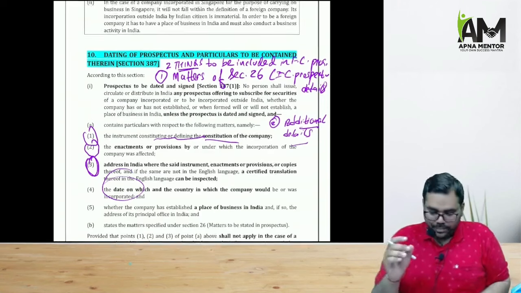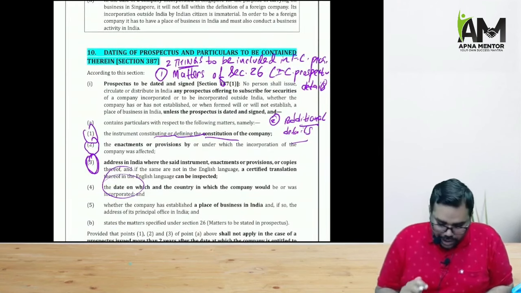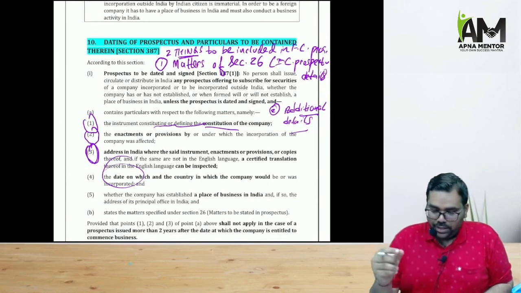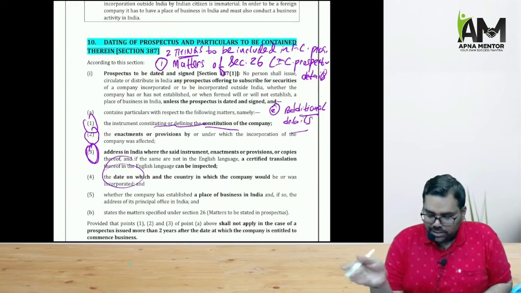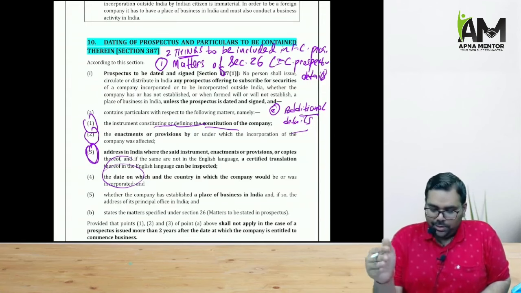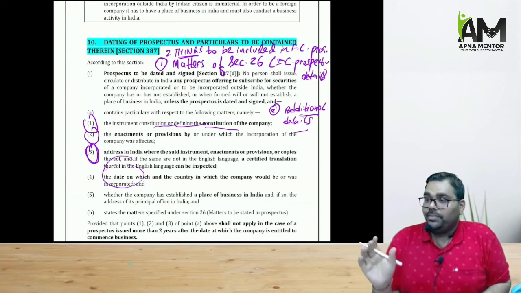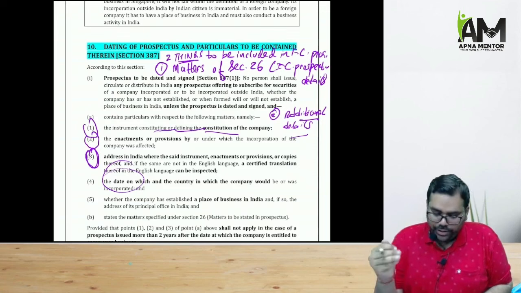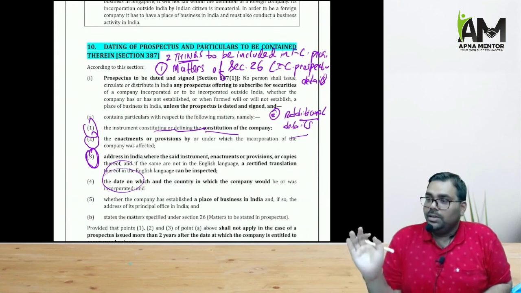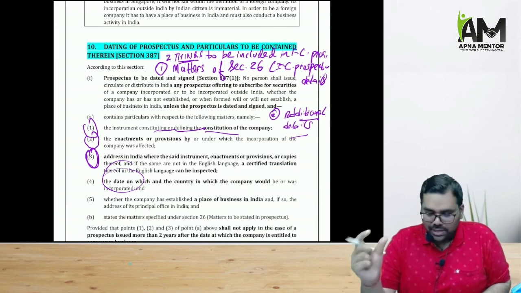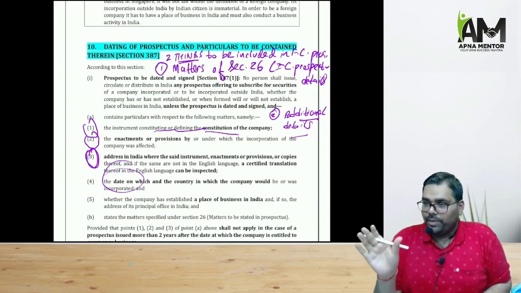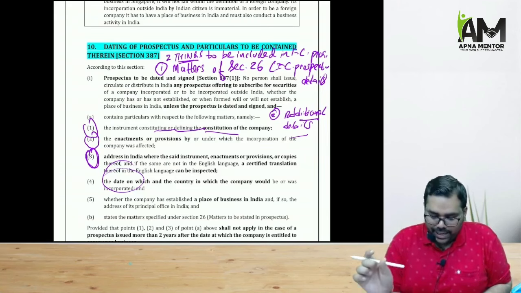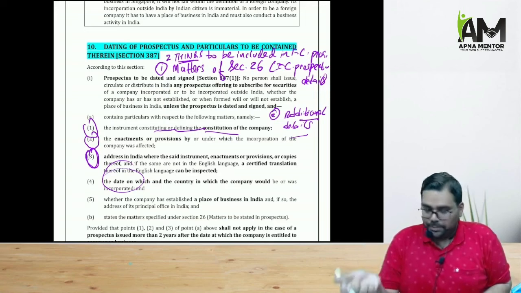Thirdly, what they have to do is inform the address in India where the copy of the main instrument, the main enactment, can be found. Where will the copy be available in India for inspection, where members can go and inspect the main charter? That detail we have to give. And if that is not in English language, the translated copy, a certified translation.